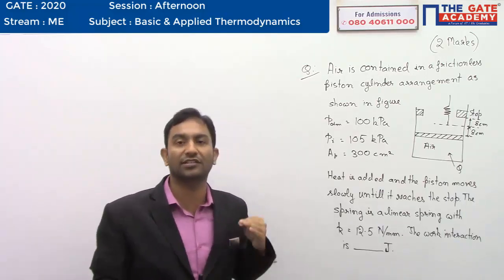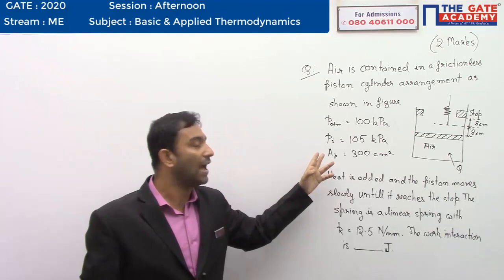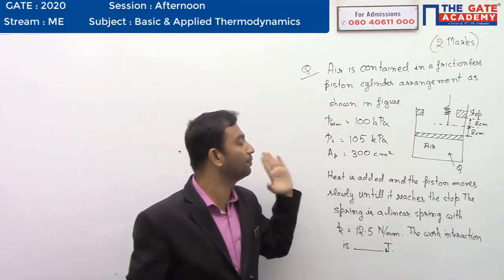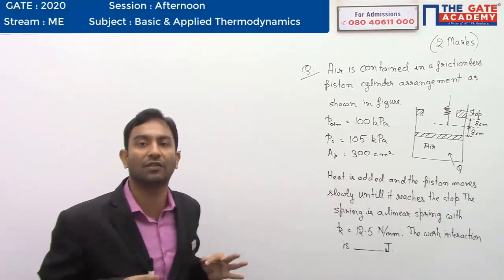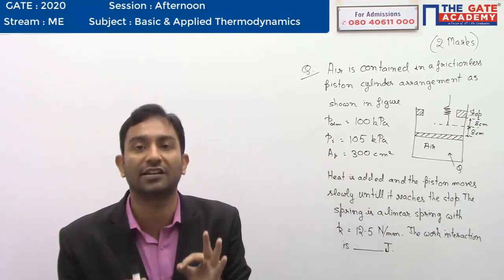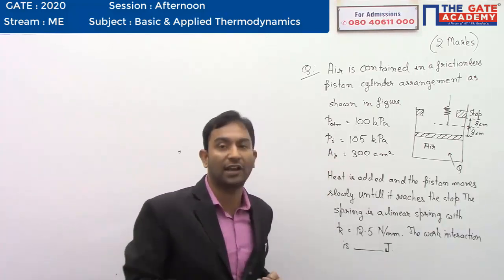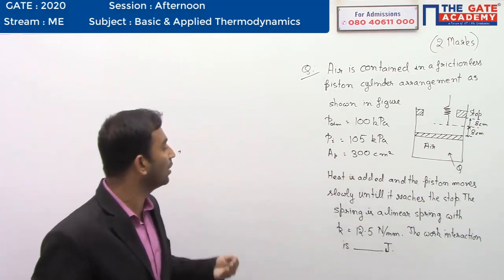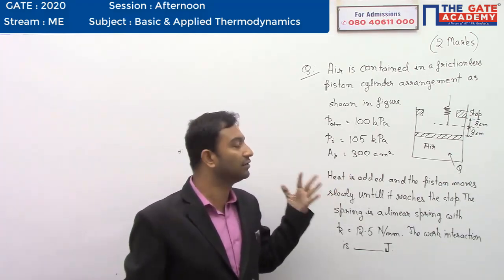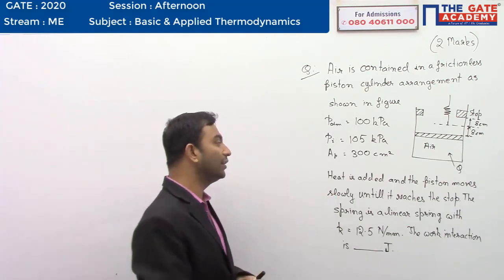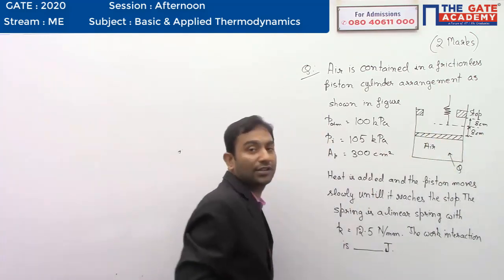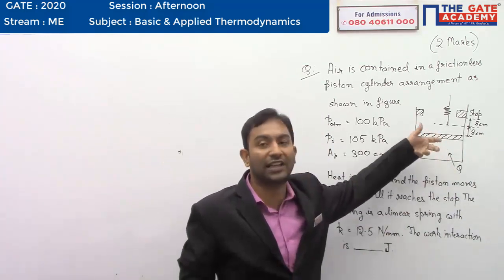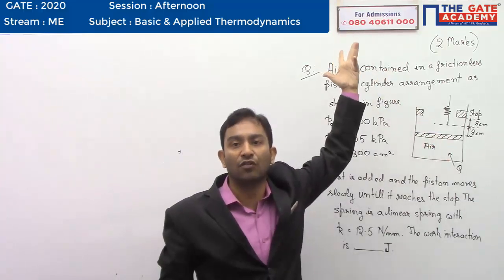Then initial pressure is 105 kilopascal, and the area of your piston, AP, is given as 300 centimeter square. Okay, fine. Next, what is done? Let us see. Heat is added and the piston moves slowly until it reaches the stop. Very good. When we are adding heat to the system, what will happen? As it will gain heat, the piston will start moving upwards.